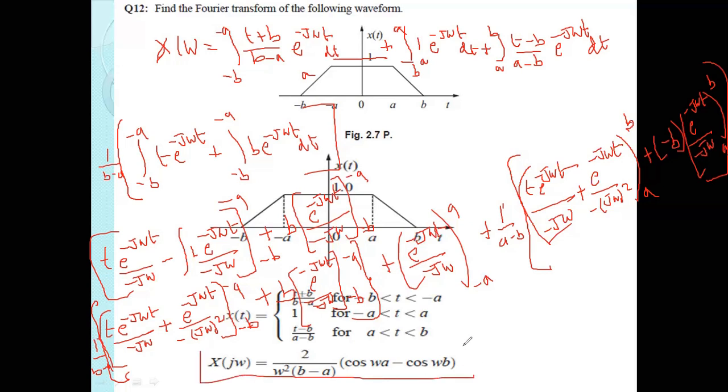You'll get X of omega is equal to 2 by omega square, b minus a, cos omega a minus cos omega b. The cos function means e power plus j omega t and e power minus j omega t by 2. Okay, simplify, you'll get the same.